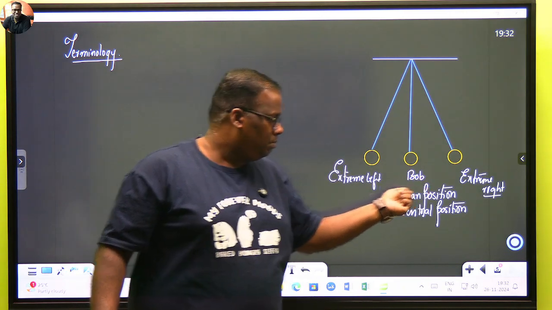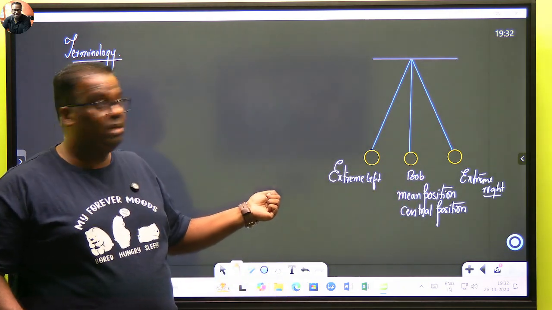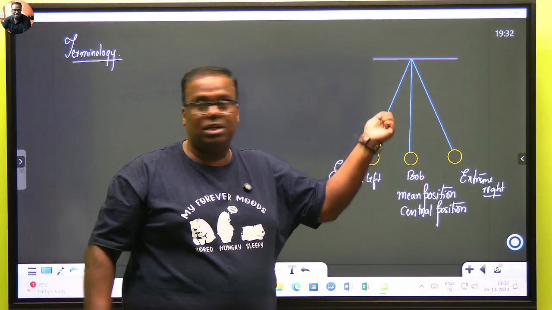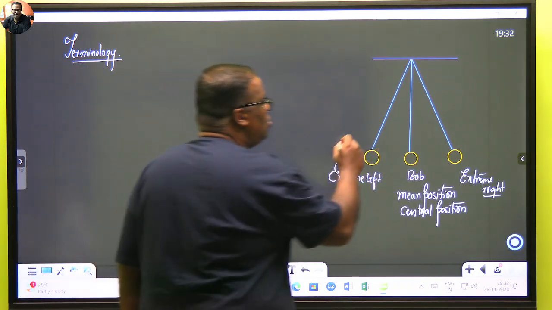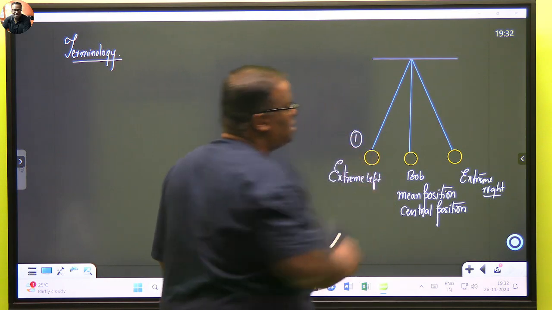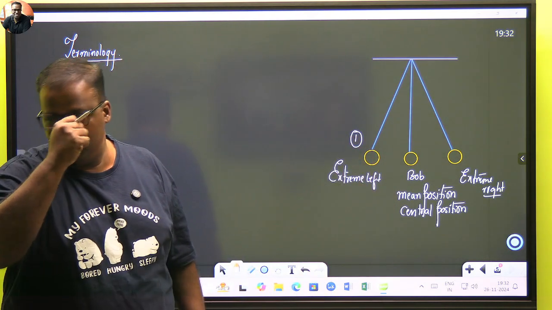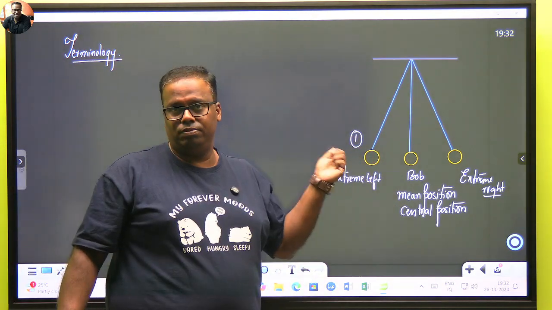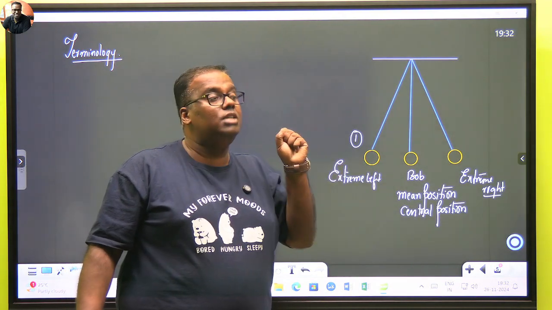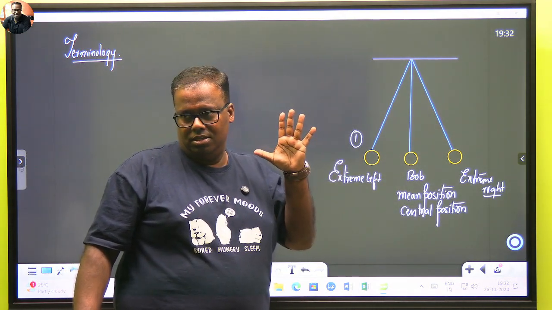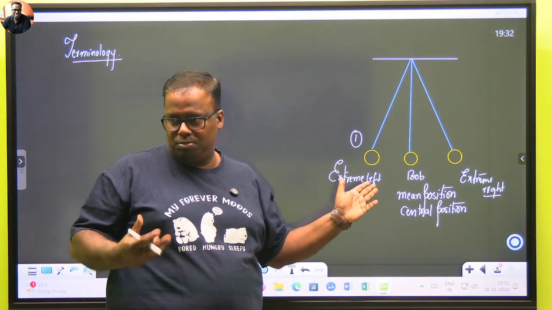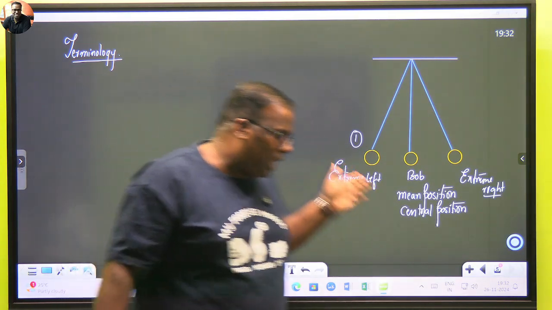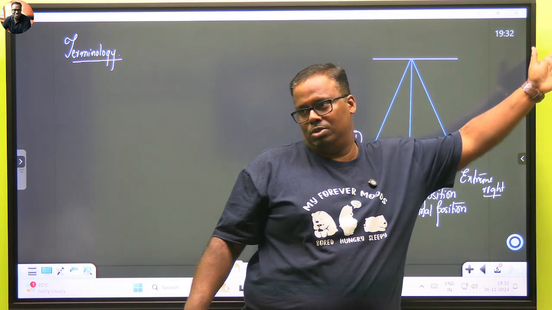So I initially take the pendulum to this side, making sure that the string does not become slack, it should be straight. I take it this side and hold it at this position, and I call this my position 1, where I'm at the extreme left. I don't push it, I just release it. Because of its weight, the earth will pull the pendulum towards itself. Because of that, the pendulum will immediately go towards the other side.